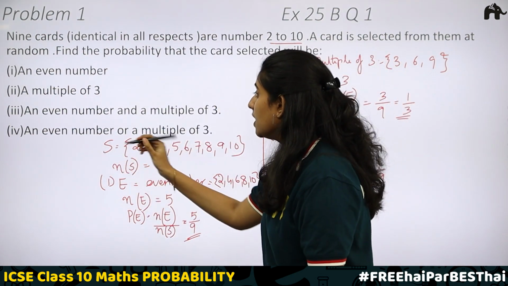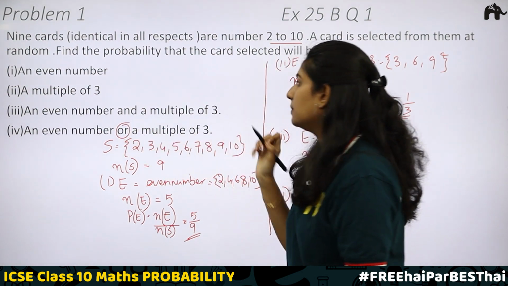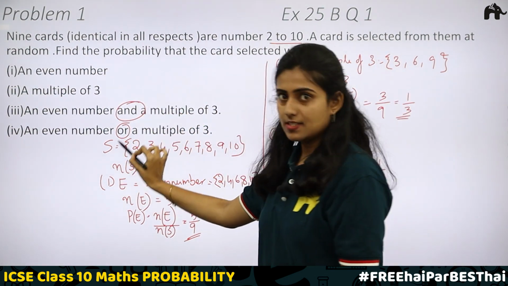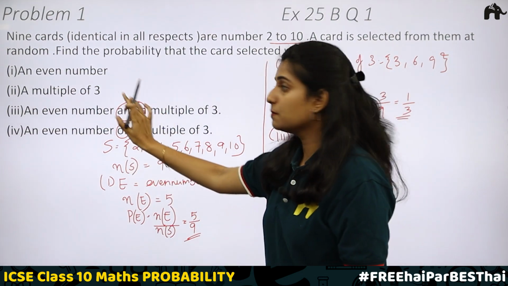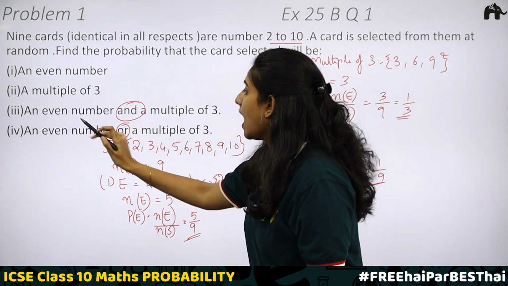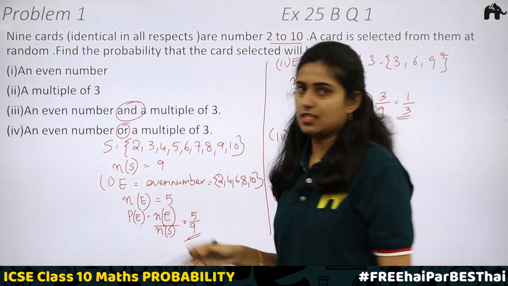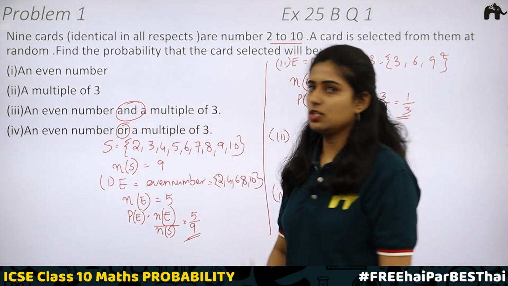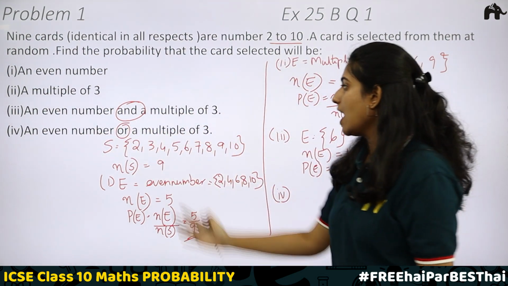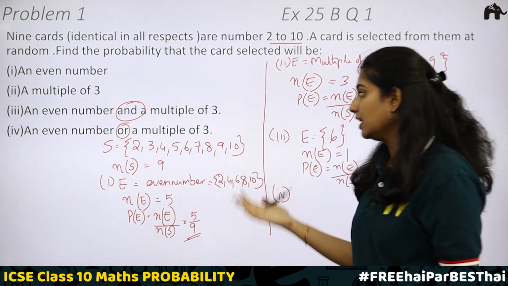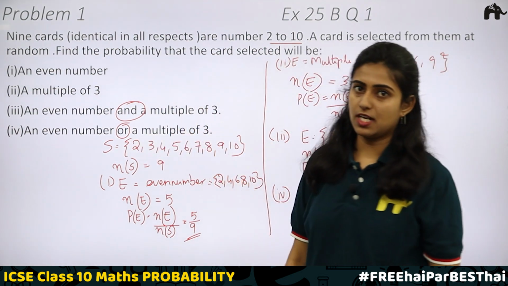An even number or a multiple of 3. Here, the word is "and" and here it is "or". "And" means both the conditions should be satisfied. "Or" means either of the two conditions. It can be both the conditions satisfied or at least one condition should be satisfied. Either it should be an even number or it should be a multiple of 3. It can even be an even number which is a multiple of 3.